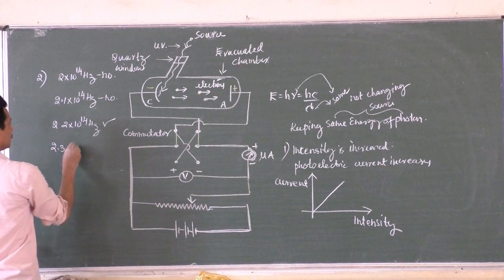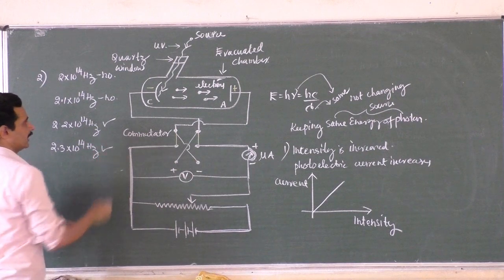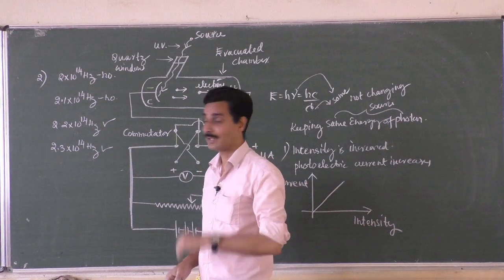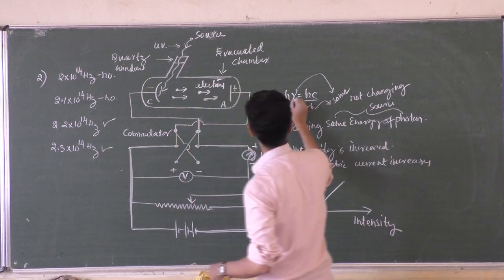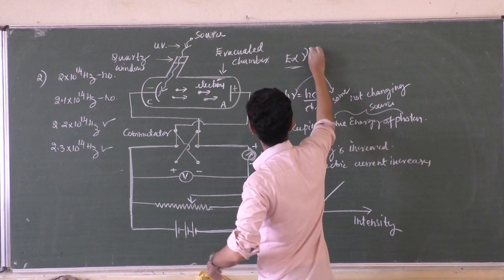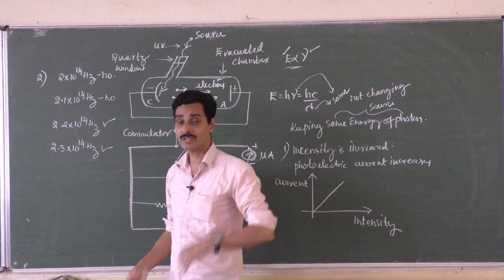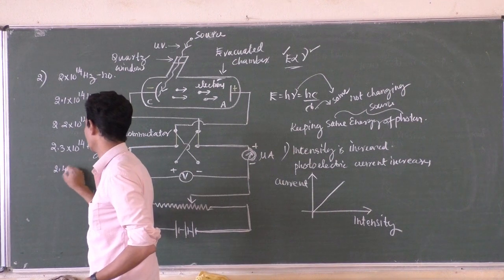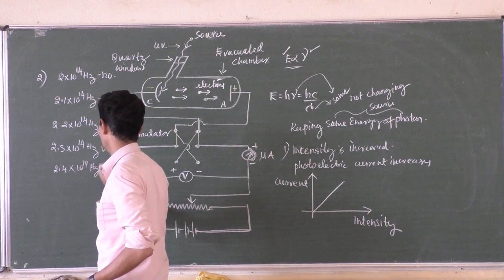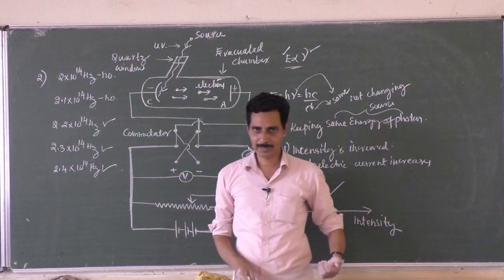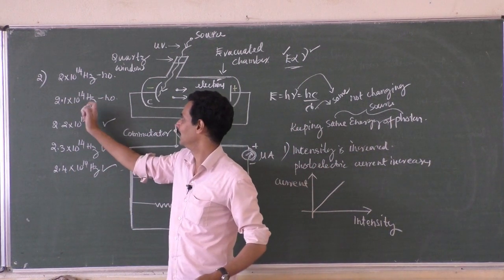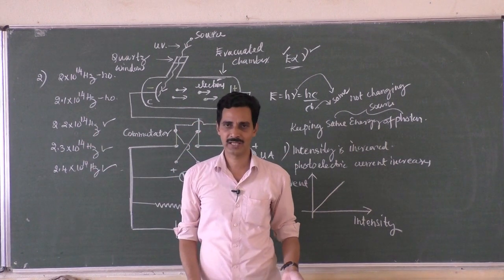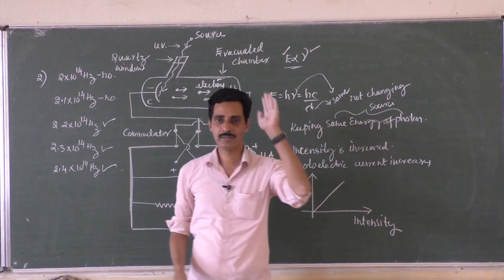What about 2.3 into 10 to the power 14 hertz? Yes, there are photoelectrons emitted. Because if 2.2 into 10 to the power 14 hertz frequency can emit electrons, this can definitely emit, because E is equal to h nu, E is directly proportional to nu. More the frequency, more the energy. So more and more energetic. What about 2.4 into 10 to the power 14 hertz? Yes, photoelectrons are emitted. That means out of all the photoelectric emission possible frequencies, this is the minimum value, correct? Any value greater than this is good enough to remove the electrons. Any value less than this is not able to remove the electrons.